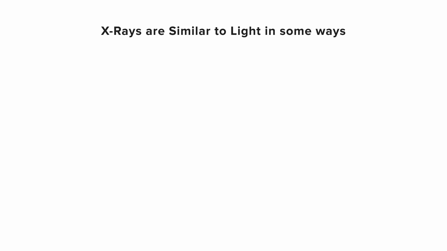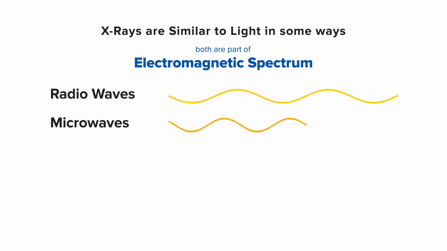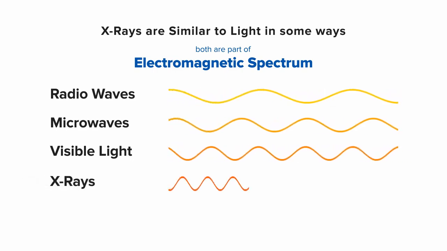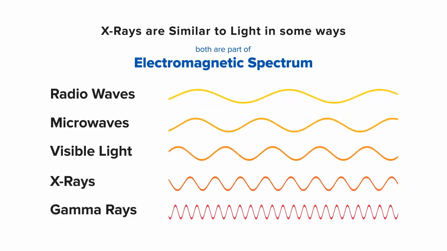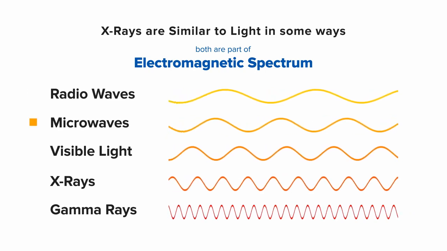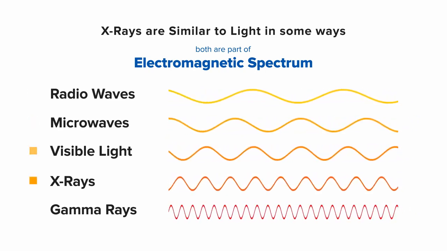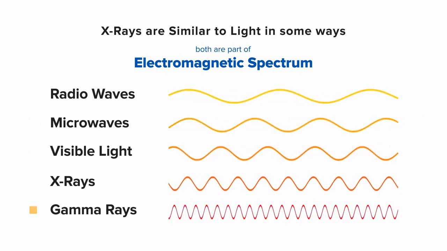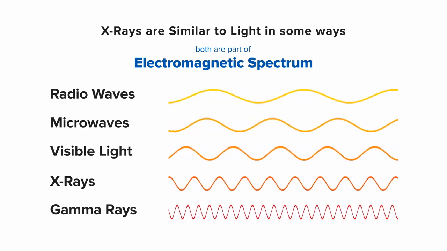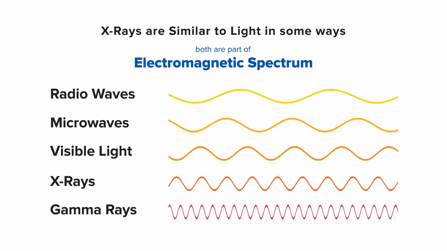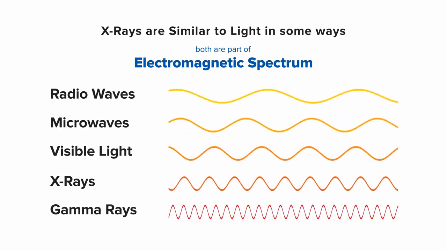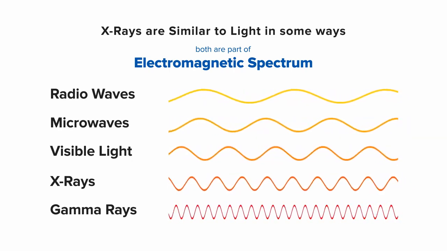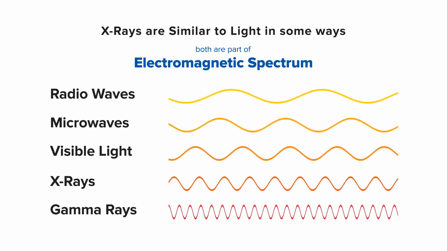X-rays are actually similar to light in some ways because both visible light and X-rays are part of the electromagnetic spectrum. The electromagnetic spectrum is the entire range of photon energies, and this includes some familiar terms. Radio waves, microwaves, visible light, X-rays, and gamma rays are all part of the electromagnetic spectrum. So these terms are all referring to photons. The only difference is the energy of these photons, which is controlled by the wavelength and the frequency.